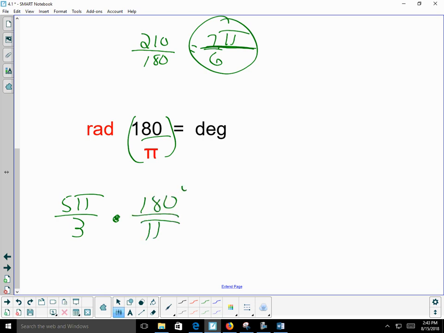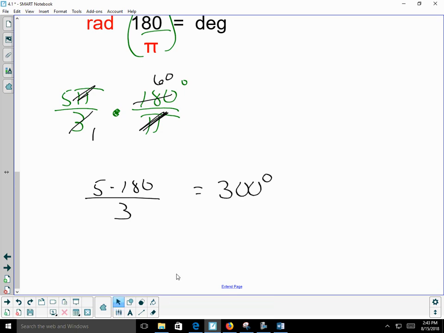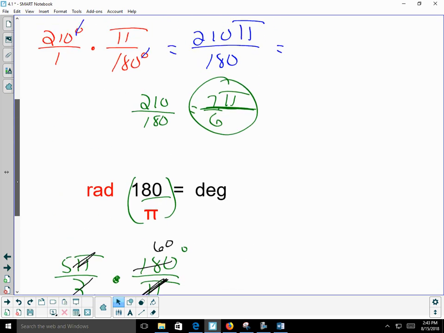It's always going to be 180 and pi. It's just a matter of whether the pi is on top or the pi is on the bottom. When I think about this, now these pi's will simplify. They're kind of like my units, and they will simplify. If you're not a big fan of mental math, you're taking 5 times 180, and dividing it by 3 on your calculator. Or you could simplify before you multiply. Either way, you're going to get 300 degrees. So that's how you change from radians to degrees.